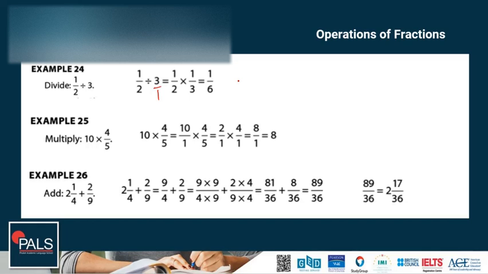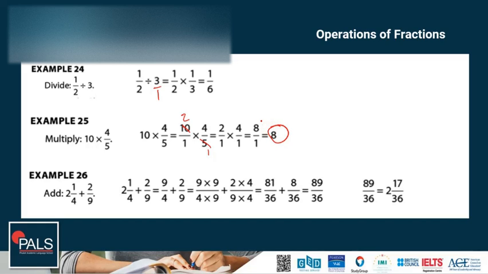Look at example 25. Multiply 10 times 4/5. 10 is the same as 10 over 1 to complete the fraction. So 10 over 1 times 4 over 5. Then we can cross cancel 10 and 5, dividing by 5. So 1 and 2. So we have 2 times 4 is 8, 1 times 1 is 1. So 8 over 1 is equal to 8.